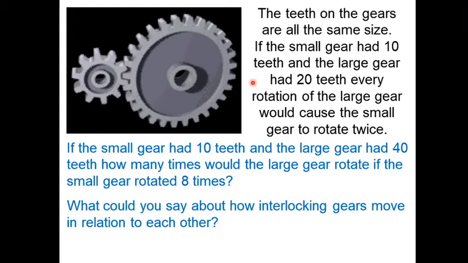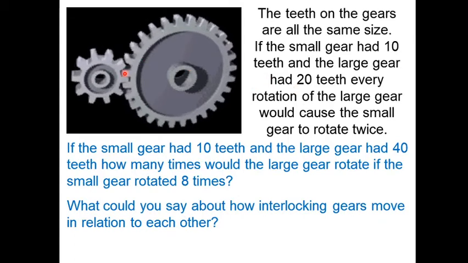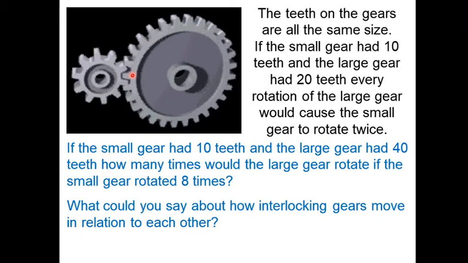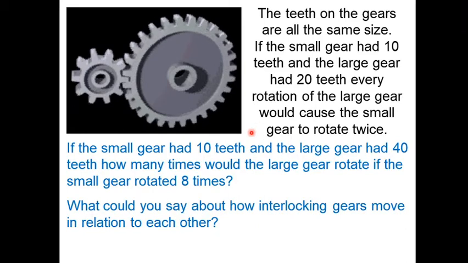Talking about how the locking gears are moving in relation to each other, they're moving in opposite directions. If we were to add another gear onto the larger gear, that would turn in the same direction as the first gear. So here we've got the small gear turning clockwise, therefore the larger gear turns anti-clockwise.